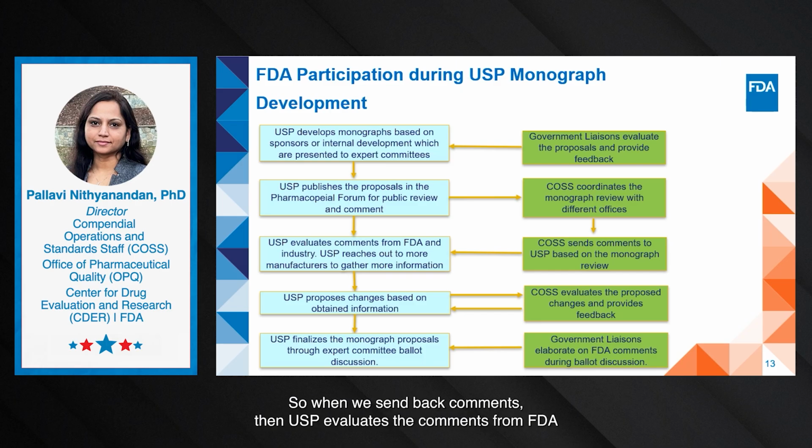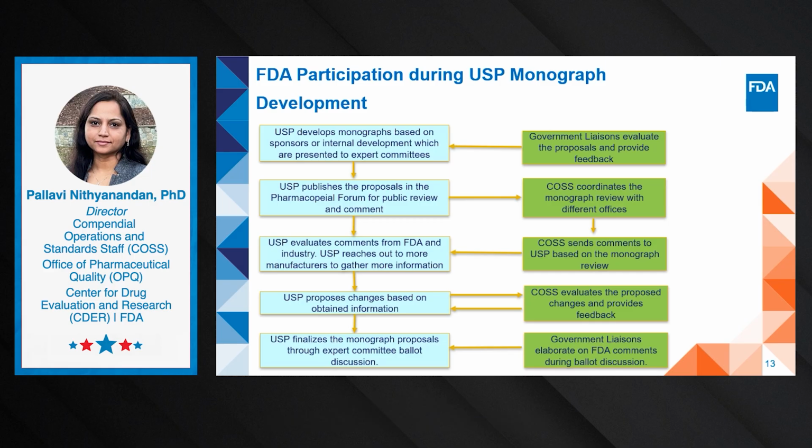in PF. So when we send back comments, USP evaluates the comments from FDA and all other comments they have received, and then for monographs they would typically reach out to more manufacturers to gather information and then propose further changes to what was previously proposed based on the new information they have received, and they can send it back to COSS for further feedback, or they can finalize the monograph proposals through the expert committee.